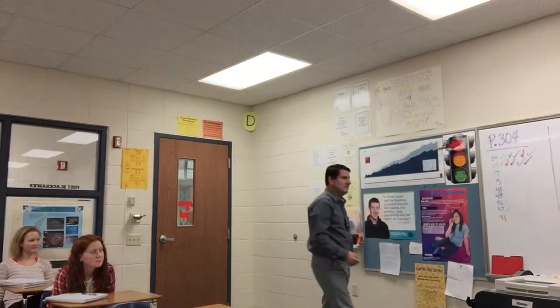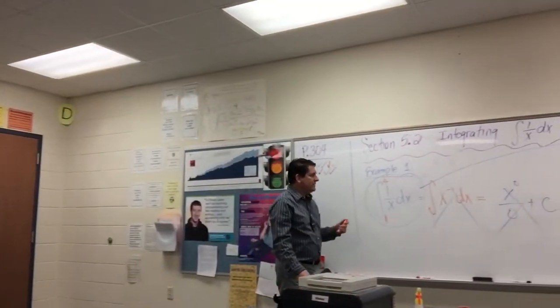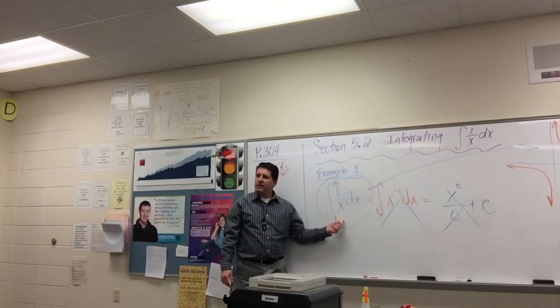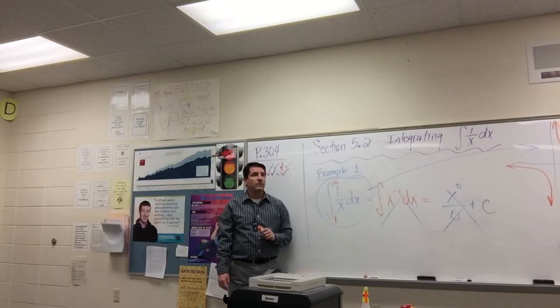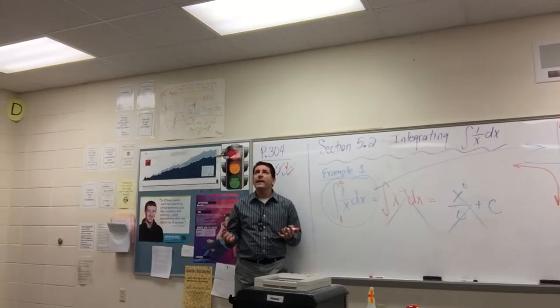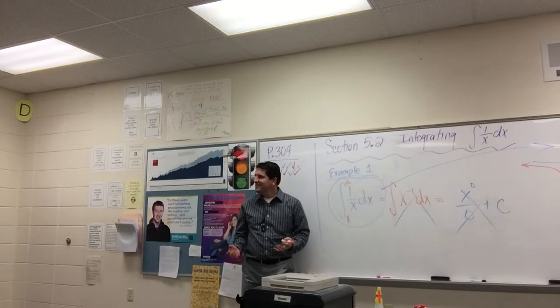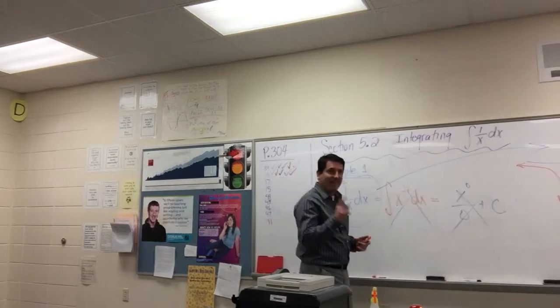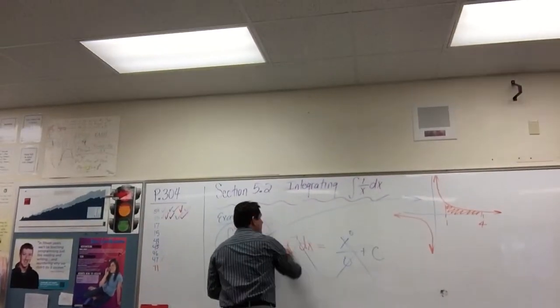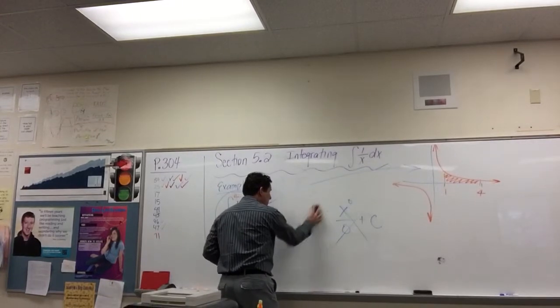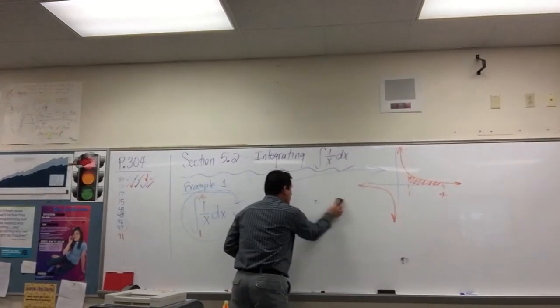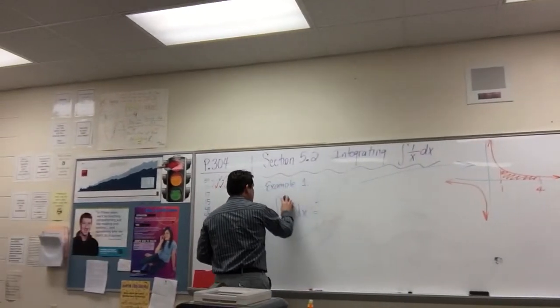Wait a second. What does the integral mean? What do we have to do to this? We need to find the antiderivative. If we could figure out whose derivative is 1 over x, it's the natural log of x, then we would have our answer. Right? Because the derivative of the natural log of x, we know, is 1 over x. So wait a second. So we might actually have an answer to this.